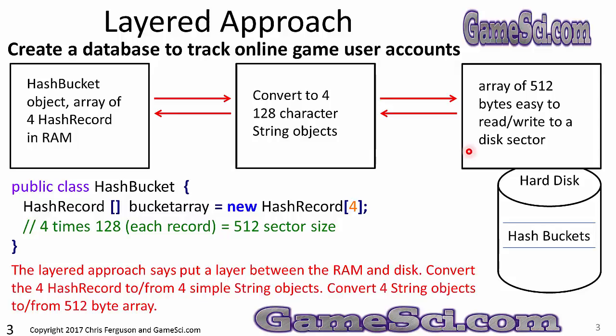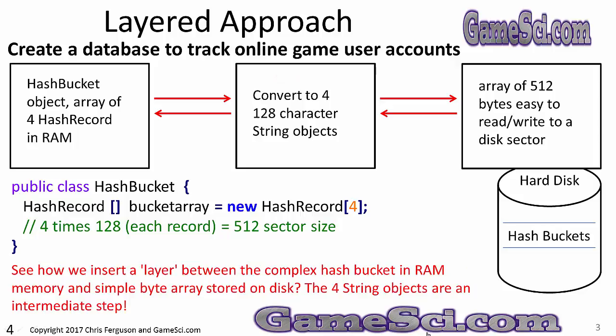When it comes time to be reading a bucket, I'll read the raw 512 bytes off the disk. I will divide the 512 bytes into 4 128 character string objects. And from the 4 128 character string objects, I will convert them back to 4 hash record objects and assign it to my hash bucket array. Do you see the extra layer that I'm putting between RAM memory and disk memory? This is RAM memory over here. This is disk memory over here. I'm using strings as a layer or bridge between the two.